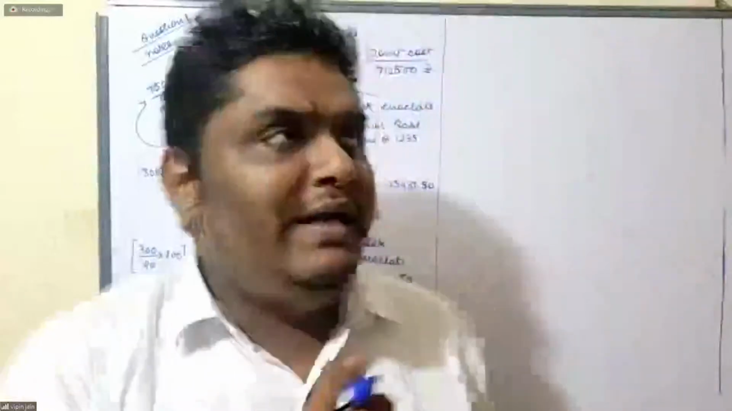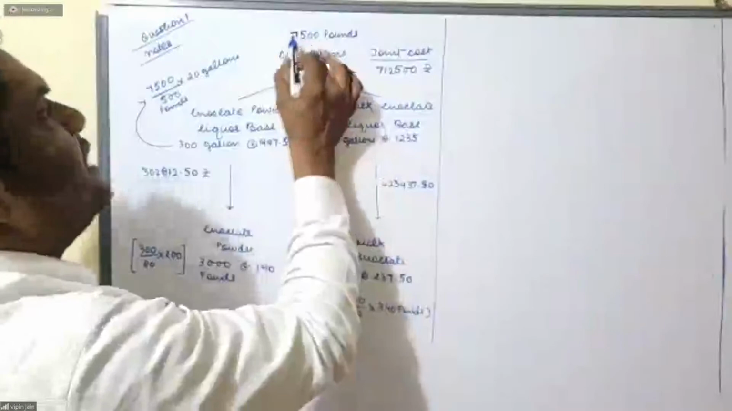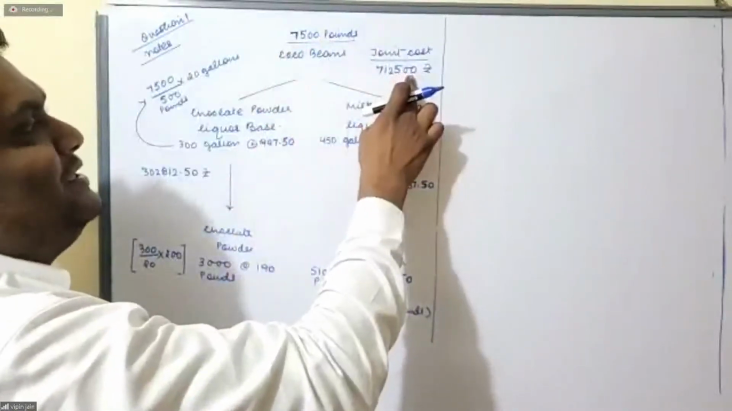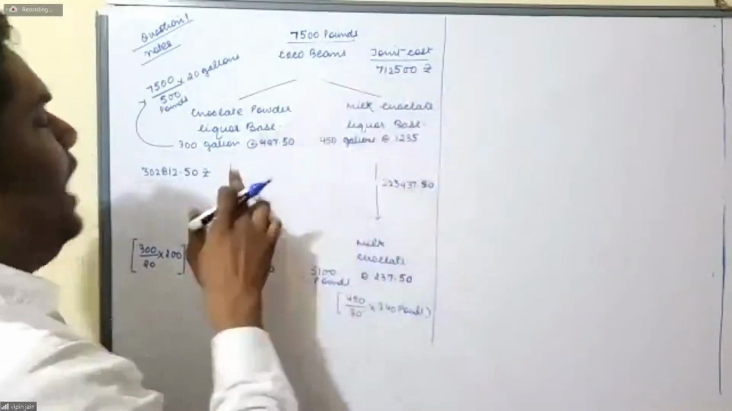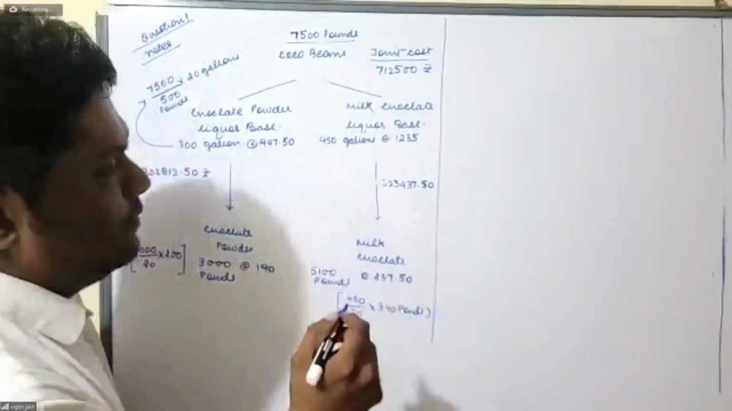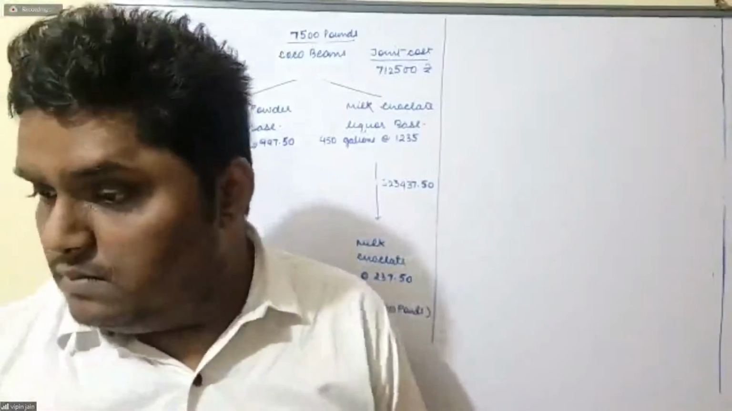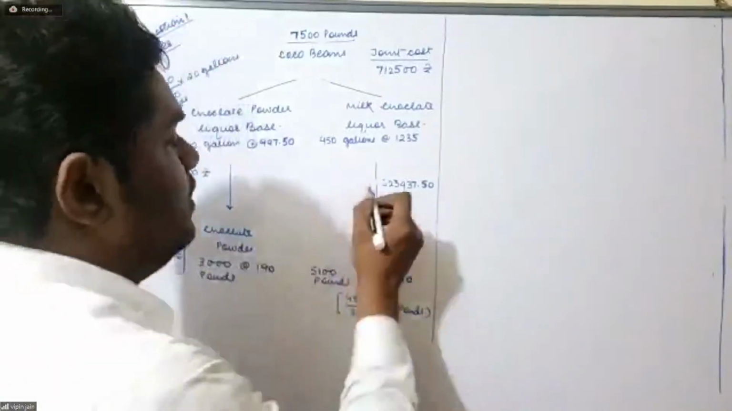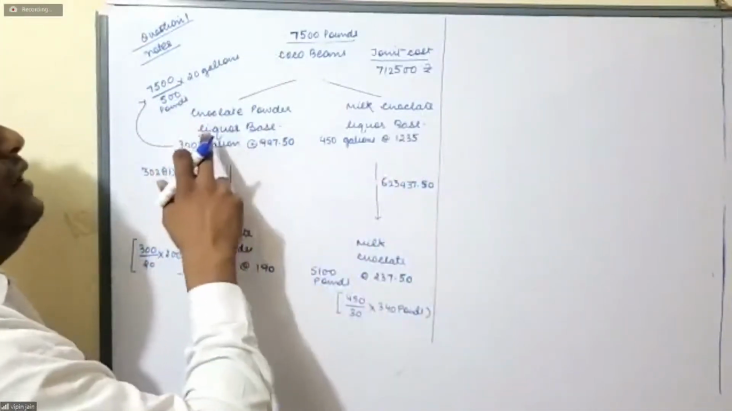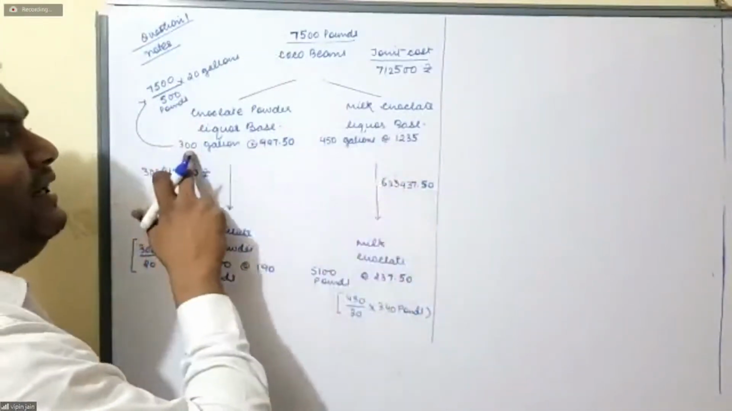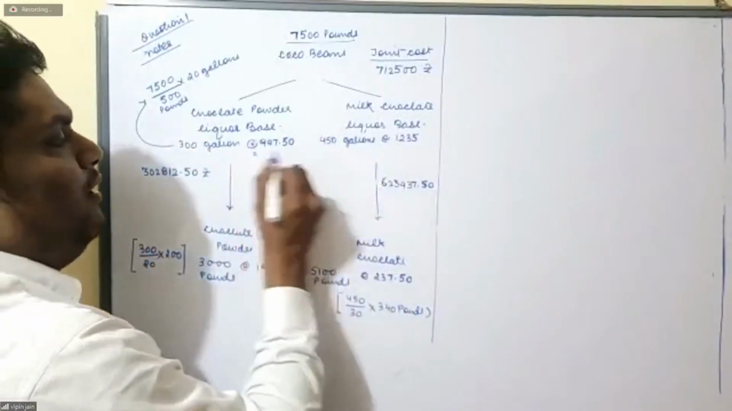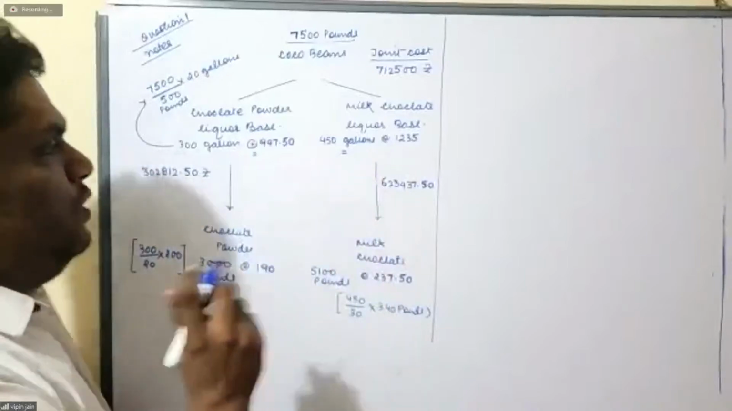That is, the first point is what? How many cocoa beans are processed? 7,500. How much is the joint cost? 7,12,500. How many units were manufactured of the intermediate product? 300 gallons and 450 gallons. And their value also we have written. We'll calculate the total amount also.